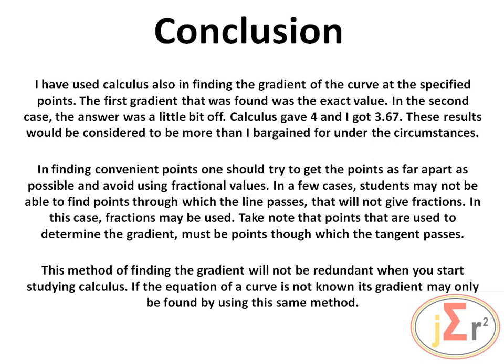And of course, as I said before, the value for the second one that calculus gave is 4, which is the exact value. And I got 3.67, which is very, very close under the circumstances, because when the gradient of a curve is determined in this manner, it is subjected to many different types of errors that can cause the answer to be a little, or in some cases, way off from the correct exact value that one should get.